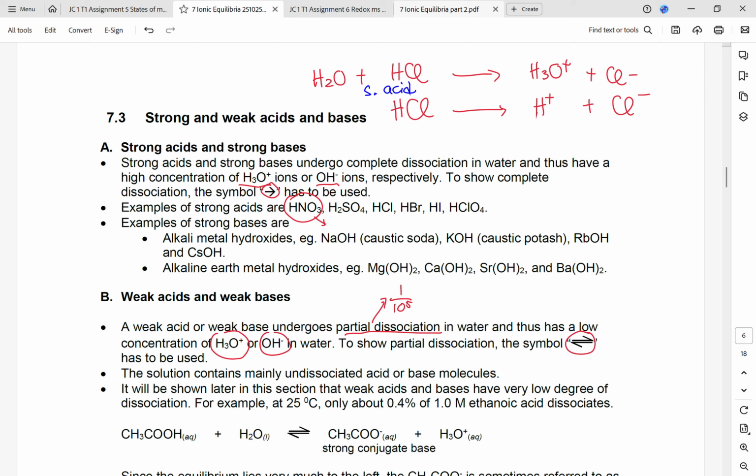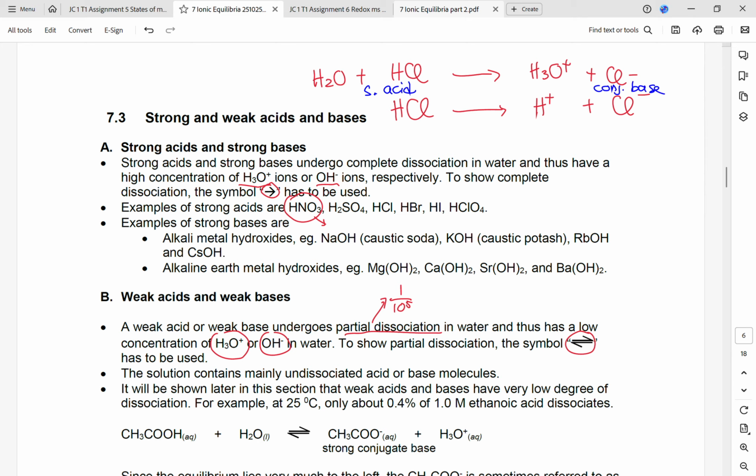Maya, what is the conjugate base? In this example, HCl is the acid. So what's the conjugate base? The conjugate base will show up on this side. Which one is the conjugate base? It is chloride. Yes, so this is the conjugate base.